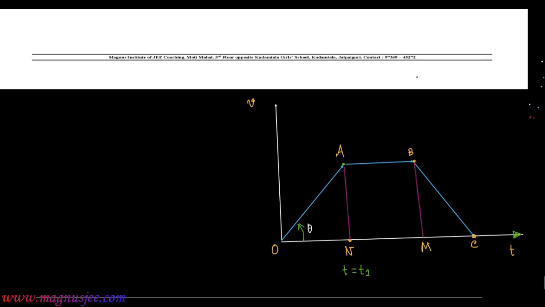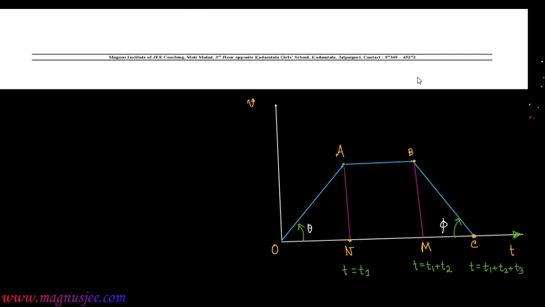Similarly, we can draw a perpendicular from the point B on time axis, and that perpendicular is BM, and at M the time t is equal to t1 plus t2 second. The velocity time graph, that is the portion BC of velocity time graph, makes an angle phi with the negative time axis, and also at the point C, t is equal t1 plus t2 plus t3.